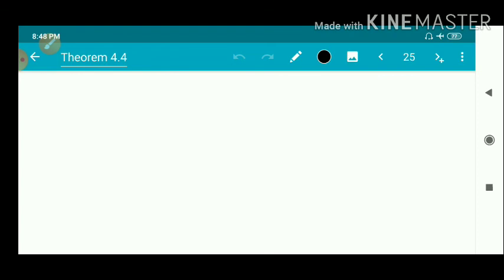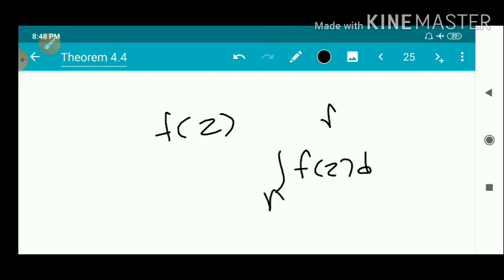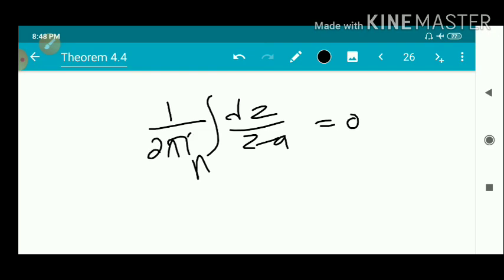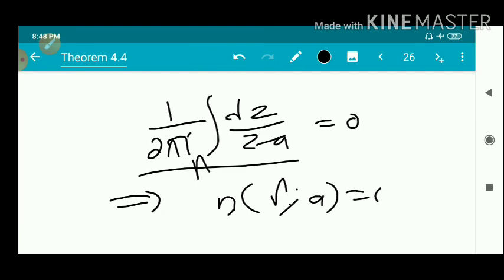So we can apply the Cauchy-Goursat theorem. Cauchy-Goursat theorem states that if a function f of z is analytic inside and on a closed curve gamma, then integral over gamma f of z dz equal to 0. Here integral over gamma dz by z minus a equal to 0. We can multiply by 1 by 2 pi i on both sides. We get 1 by 2 pi i times integral over gamma dz by z minus a equal to 0. And this is the definition of n of gamma a. N of gamma a equal to 0.